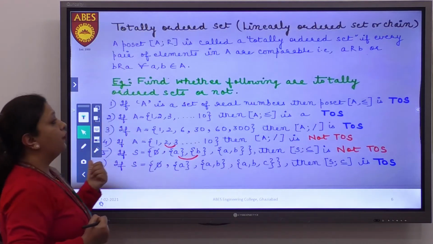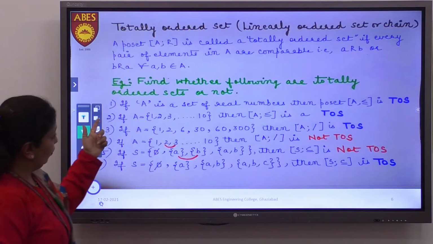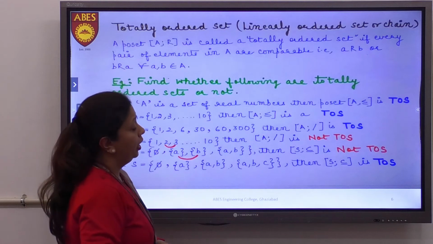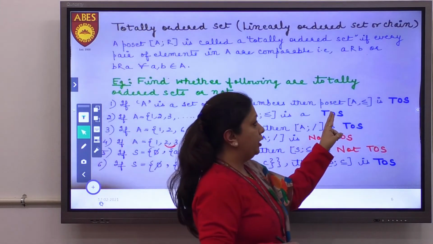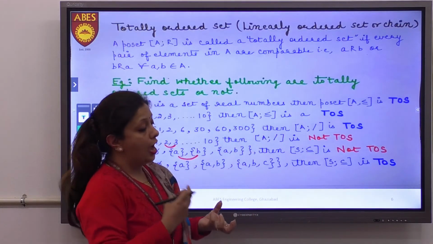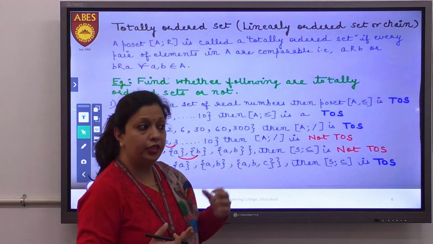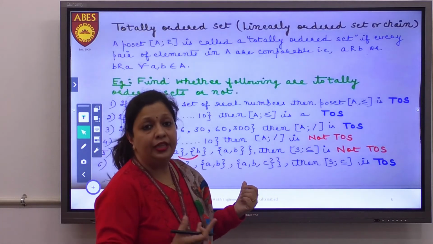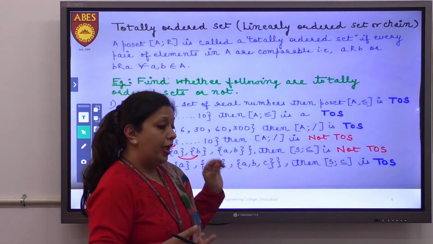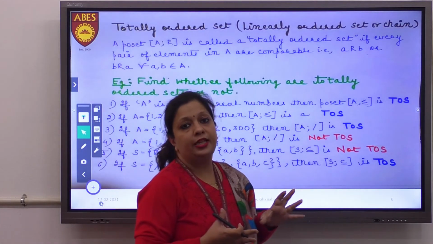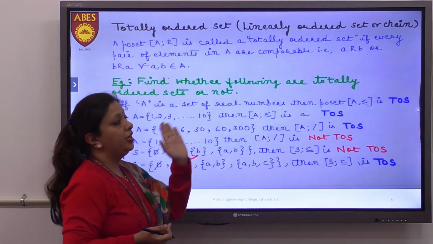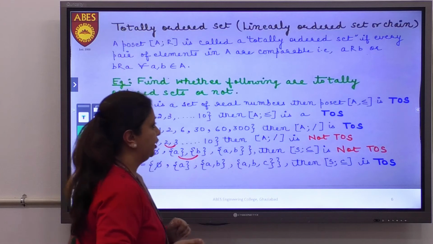For this, let's take a few examples. The first one is, if A is the set of all real numbers, then the set A with the relation less than or equal to. If we take any two real numbers, either we will have (a, b) in the relation, or we will have (b, a) in the relation. So for any two elements, there will be an entry in the relation. That is why we can say that it is a totally ordered set.